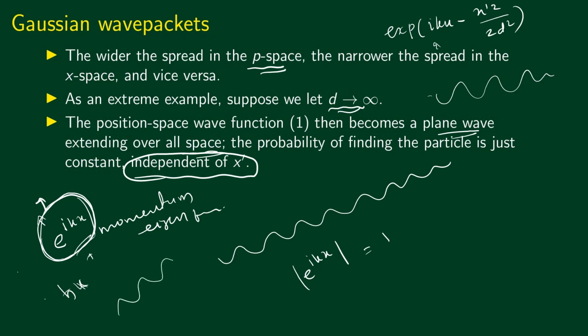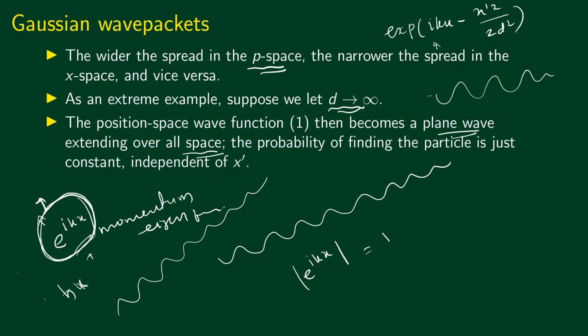It could be anywhere in the entire space. So the position becomes completely uncertain. All right. So that's what we mean when we say that the probability of finding the particle is just constant, independent of x prime.